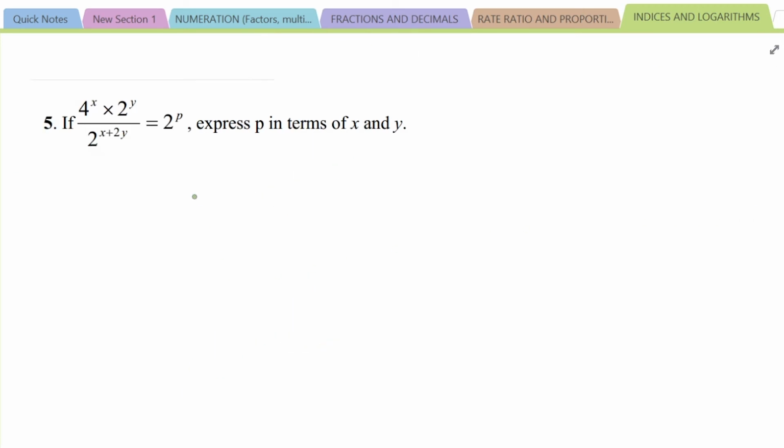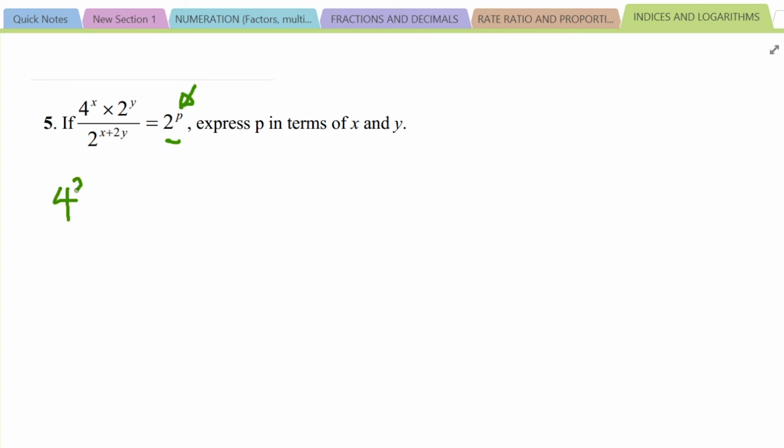So moving on to the next: if 4 to the power x times 2 to the power y over that is equal to that, express p in terms of x and y. So expressing p in terms of x and y, we're simply going to try and see that this side resembles the other side. Anyway, let's get started.